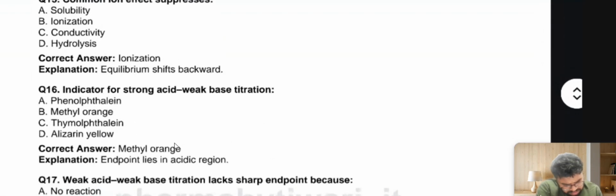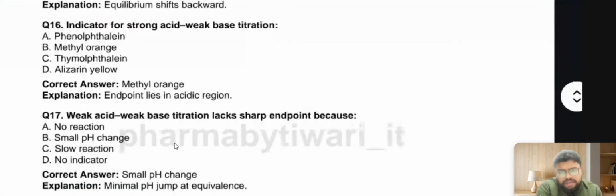Let's see question number 17. Weak acid, weak base titration lacks a sharp end point because of: no reaction, small pH change, slow reaction, no indicator. The correct answer is small pH change. Why a small pH change? The minimum pH jump at equivalence.